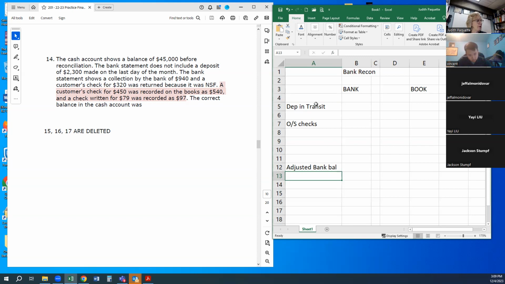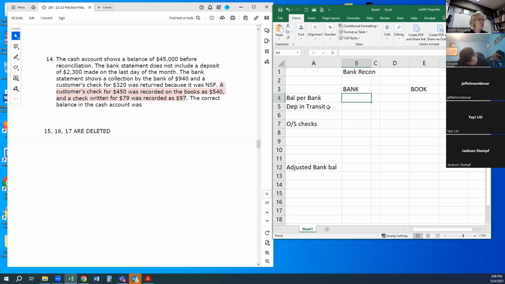But the first item, I left that off. What's the first item on the bank side? And looking in the chat, balance per bank. Great. Balance per bank. And we get that from the bank statement. It tells us that.